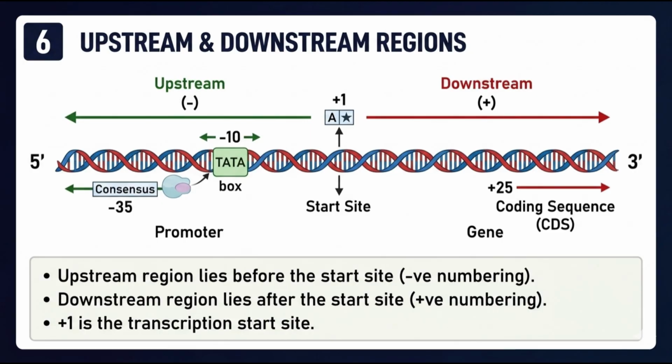Upstream and downstream regions. In transcription terminology, DNA regions are described relative to the transcription start site. Sequences located before the +1 position are called upstream regions and are assigned negative numbering. These regions usually contain promoter elements. Sequences located after the +1 position are called downstream regions and are assigned positive numbering. RNA polymerase moves downstream while synthesizing RNA in the 5' to 3' direction.